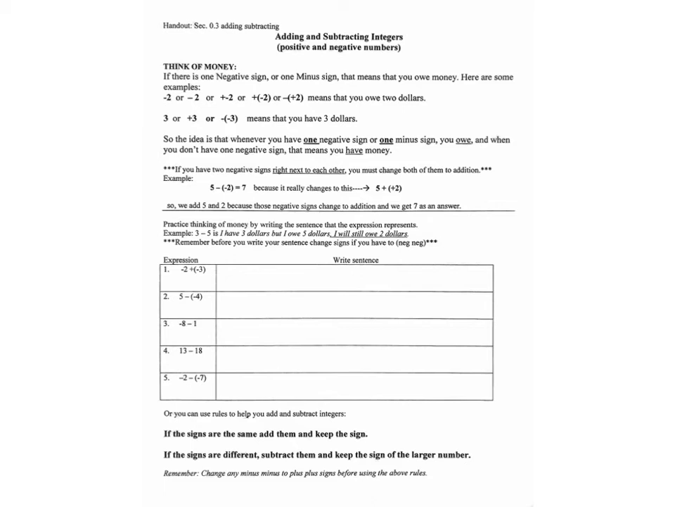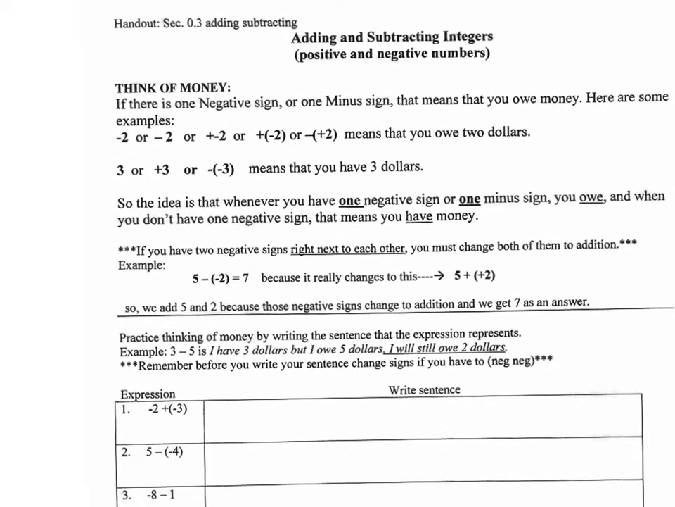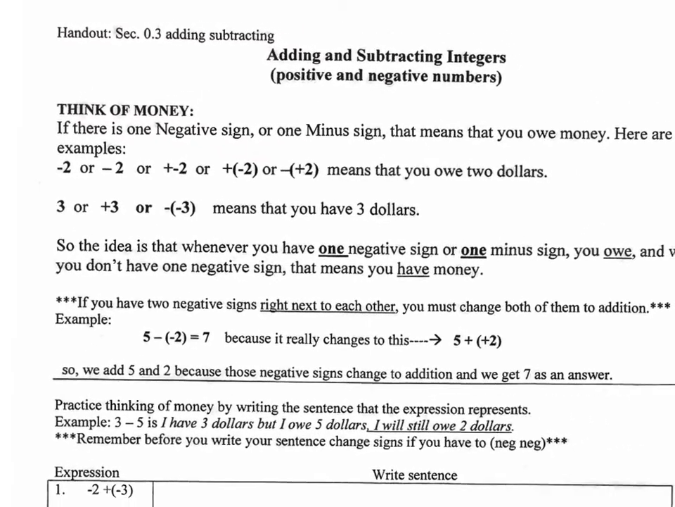But this lesson right here at 0.3, it's really just what we did right now, the card activity. The red was negative, the blacks were positive. So it's the same thing here. If it's a negative, that means that you owe money, right? If it's positive, that means that you have money. So that's what I say right here on these notes.